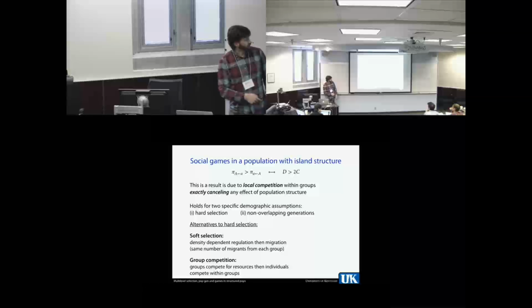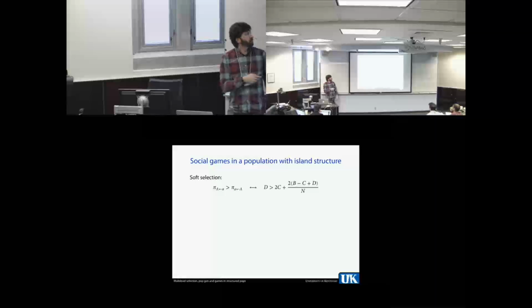The other alternative is that maybe there's some kind of competition among groups for resources, like Sergey was talking about, and then there is additionally within-group competition for whatever the group obtains. That should actually help cooperation. So we'll see that come out with these two different examples. For soft selection, where no group is more productive despite its level of cooperation than any other, the condition becomes this, where this was the risk dominance one, the effect of essentially no population structure, plus this. So it makes it harder for cooperation to evolve, so that D has to be even larger.